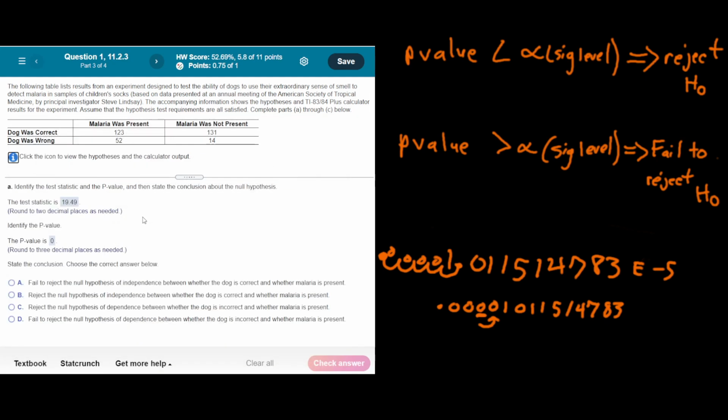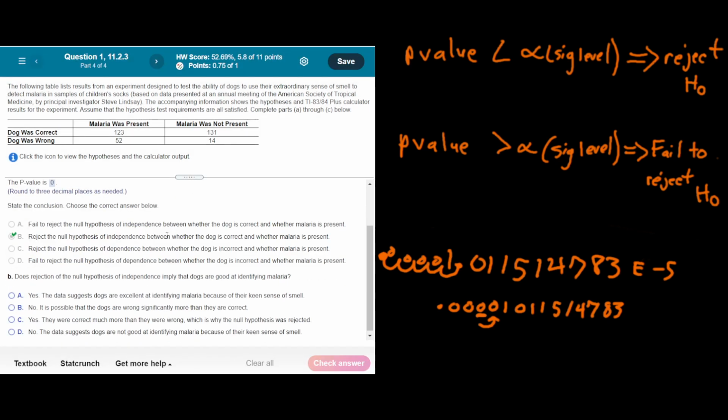So very similar to what we had before, but with a twist. Okay, so we're going to reject the null hypothesis of independence. The null hypothesis is always going to have independence in it. So yeah, there we go. All right, well done.